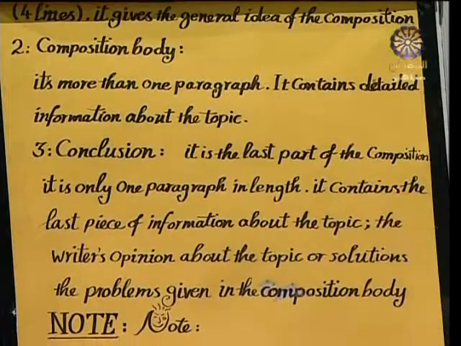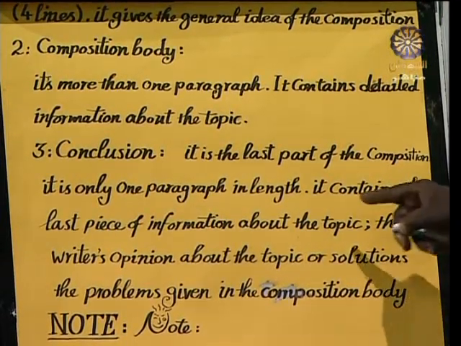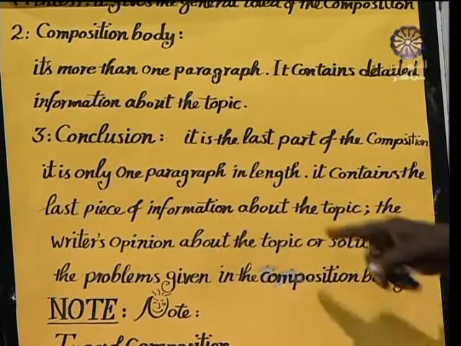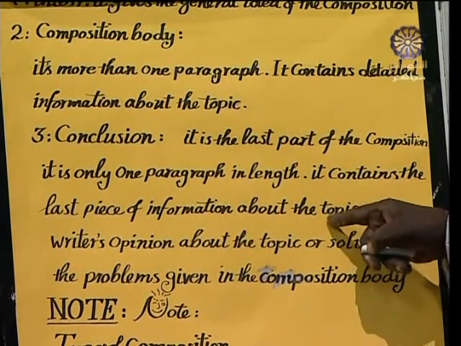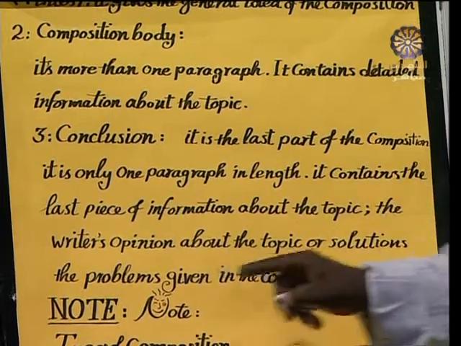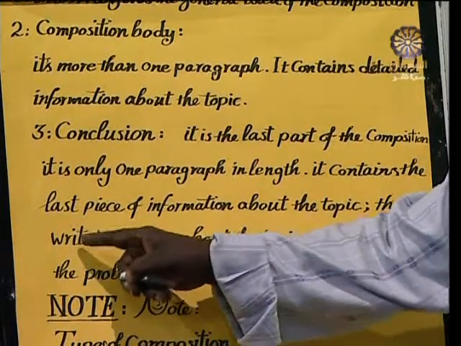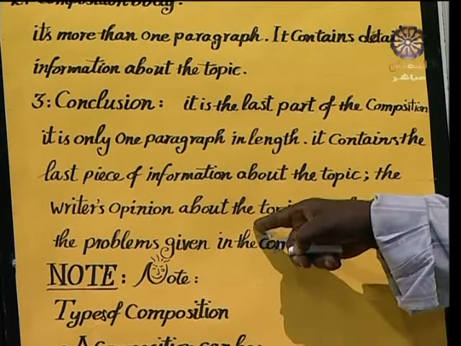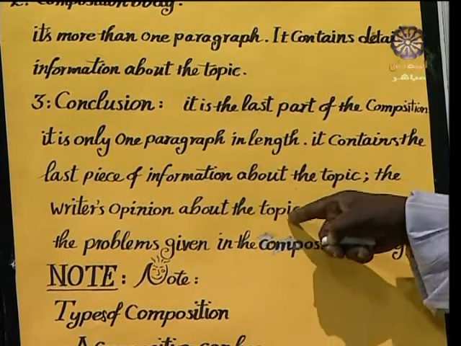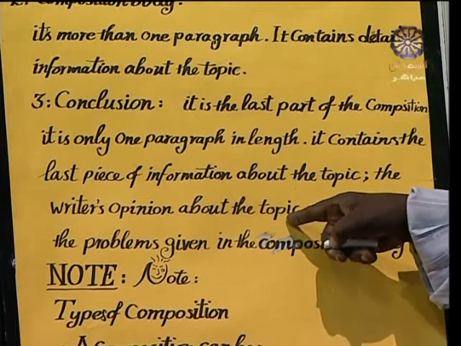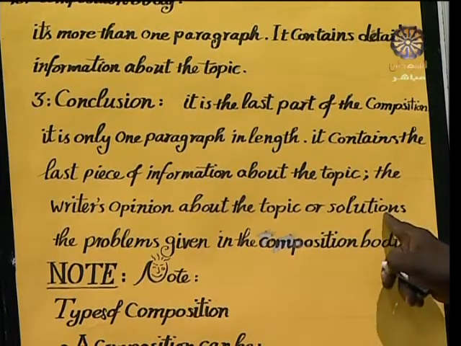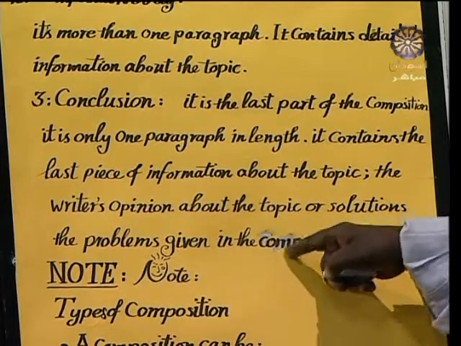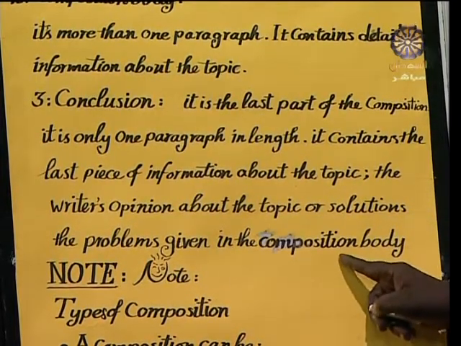It is only 1 paragraph in length. Again, it contains the last piece of information about the topic that we are tackling. Again, the writer's opinion about the topic can be expressed in this part of the composition. The last option: we can write solutions to the problems that we have already written in the composition body.